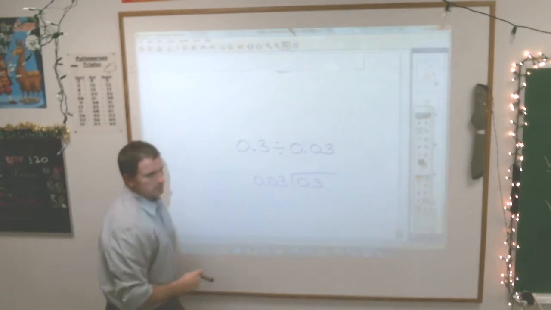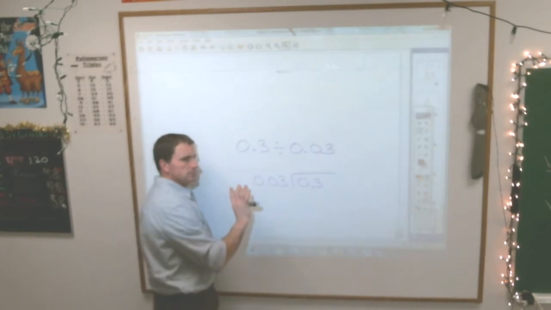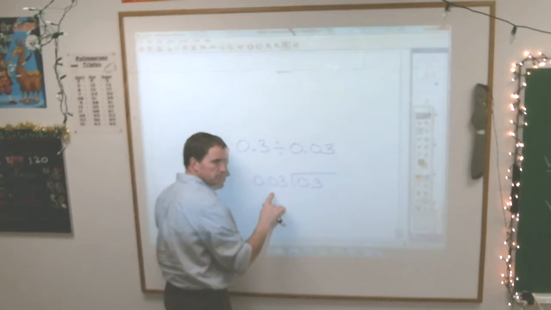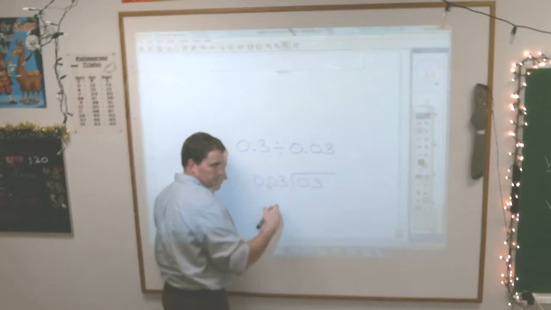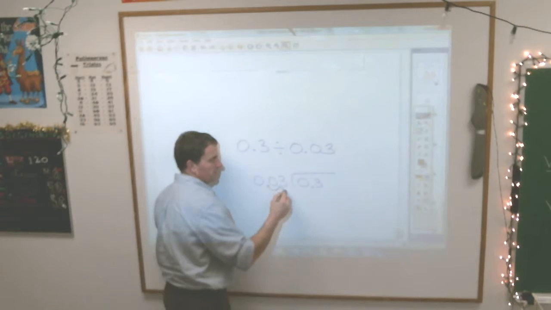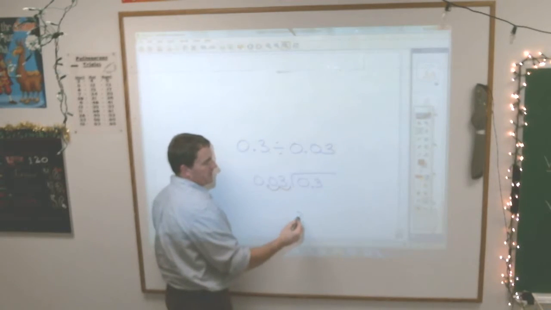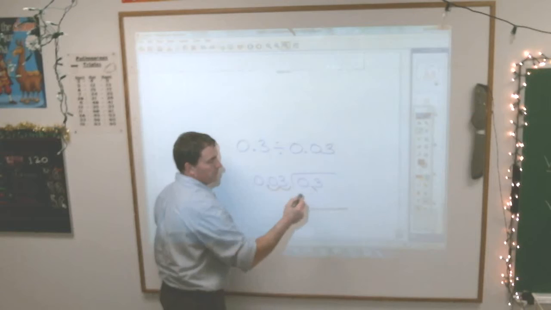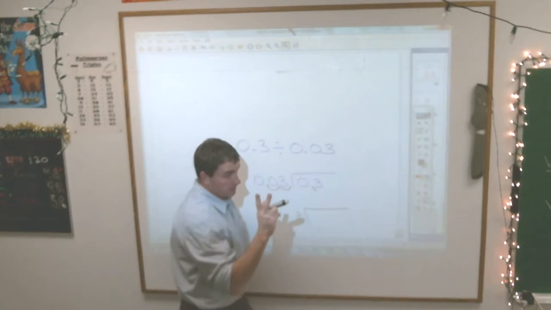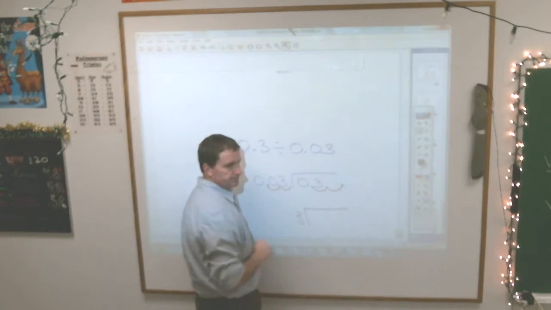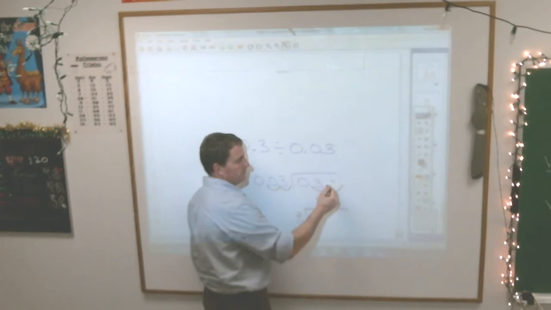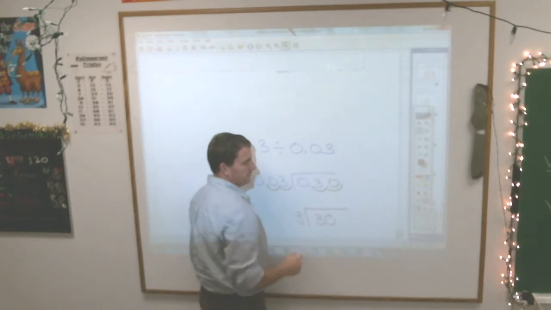Nuzo? The divisor. What am I going to do with this decimal? Move it all the way to the right, so it has to go 2 places to the right. So this is now a 3. What do I do with this one? 2 places to the right, same thing. 1, 2. It becomes what? Add a 0 there, it becomes 30.